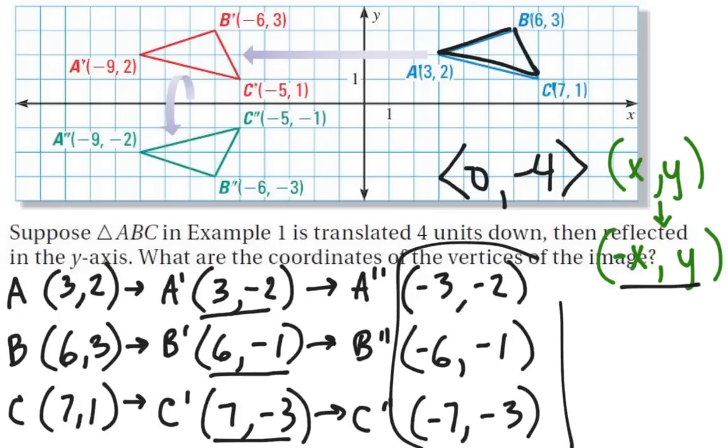Notice that all of these coordinates are going to be found in the third quadrant, and since the pre-image was in the first quadrant, we would kind of expect that because it got translated 4 units down, and so all of it was in quadrant 4 at this point, and then after getting reflected across the y-axis, everything would have been in the third quadrant. So that kind of makes sense.